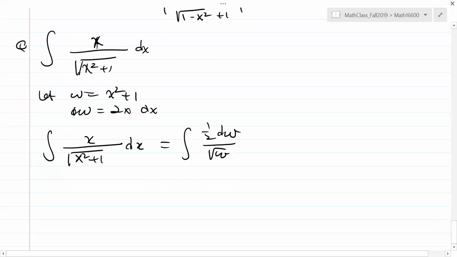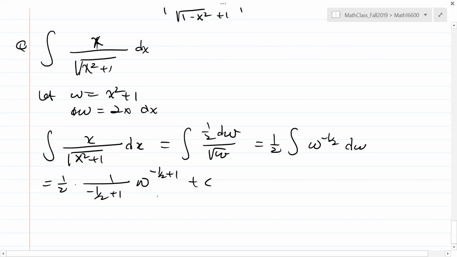Okay, so now this will be w to the negative half dw, right? So let's find the antiderivative of that. After you simplify it, you will get w to the 1/2, which is going to be square root of w, right? And what is w? w is x squared plus what? And then you solve the problem. Right, not too bad.